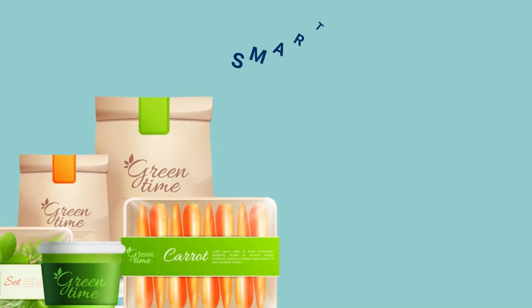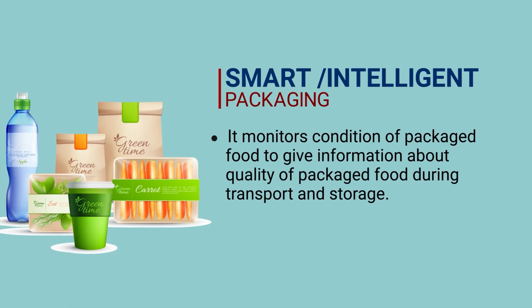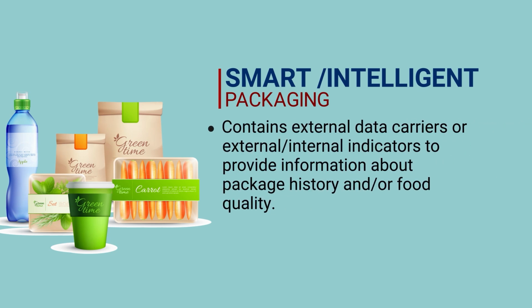Now we will see a very important packaging system, that is smart packaging or intelligent packaging. What happens here? This intelligent packaging monitors the condition of the packaged food to give information about the quality of the packaged food during transport and storage, and it contains external data carriers or external or internal indicators or sensors to provide information about package history and or the food quality.